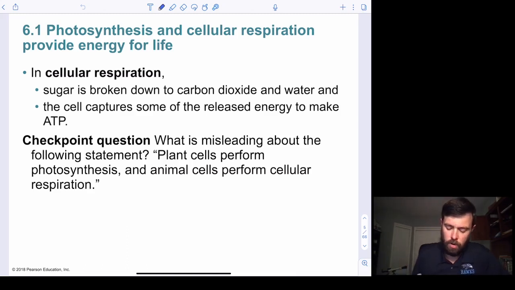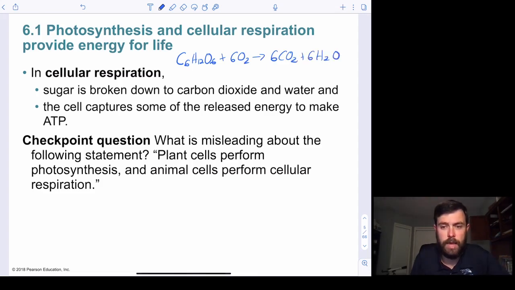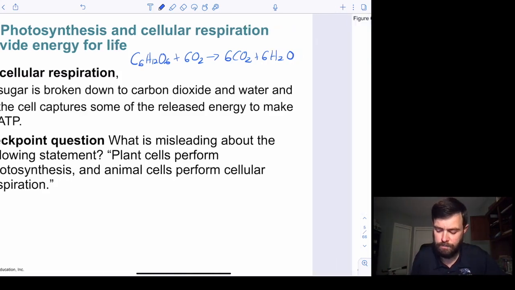So thinking about our equation, we're going to take C6H12O6 plus 6O2, and that's going to yield 6CO2 plus 6H2O. So that's what's going to happen. Energy and electron carriers and all that stuff are in there, but that's what has to come in and that's what has to go out.